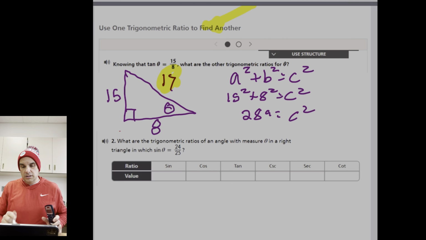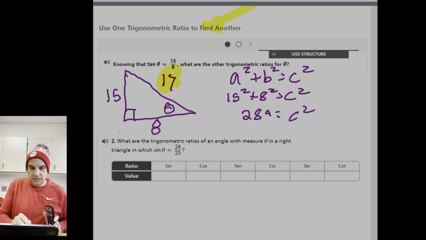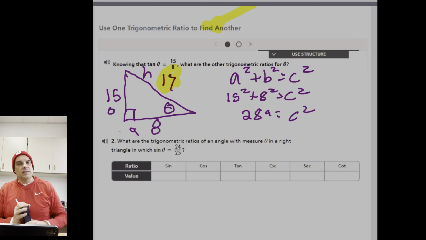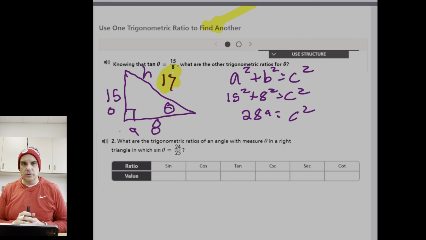Now, again, according to theta, this was our opposite, this was our adjacent, this was our hypotenuse. Again, you could go ahead then and do the sine, cosine, tangent ratios. You could go ahead and do that now, just like you did on the past one. I just wanted to show you how you're going to find that third side.